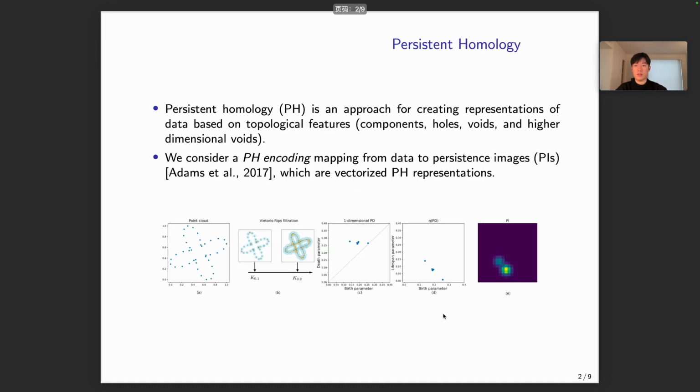So, what is persistent homology? Persistent homology is an approach to create data representations based on the information about topological holes. The basic idea underlying persistent homology is to first construct a filtration on the data, which is a sequence of topological spaces that approximates the data at different scales, and then to store the scales where those holes first appear and disappear in the filtration. In this work, we focus on the encoding mapping from data to a persistence image, which is one type of vectorized PH representation.